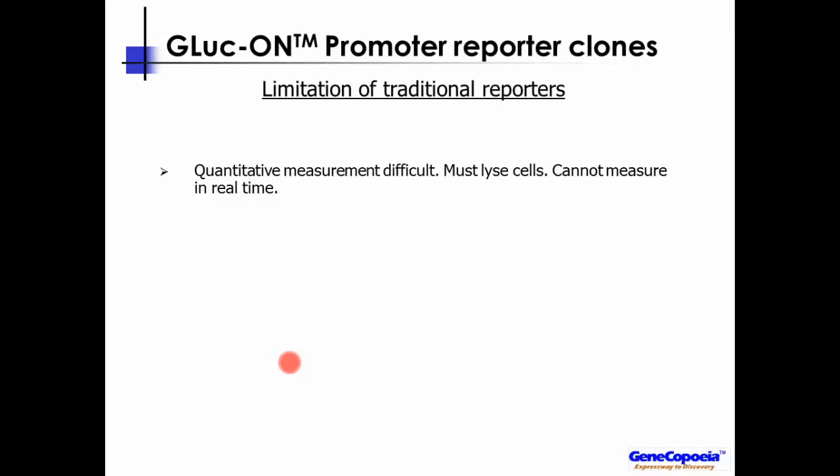All right, however, there's one significant limitation of traditional reporters like these, and that is quantitative measurement is actually fairly difficult. One must lyse the cells, and you cannot measure in real time. So if you wanted to assay different time points or different concentration points, you would have to make a whole bunch of samples that you would then lyse at each point.